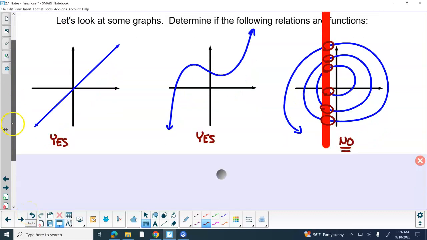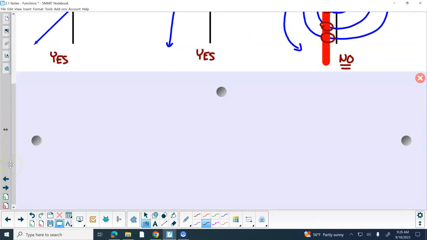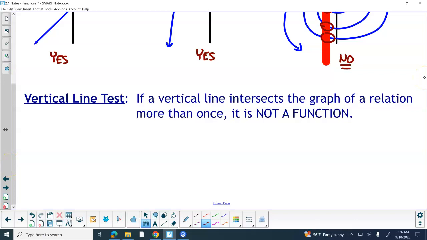Alrighty. What we got underneath? Put a shade on here for some reason. Oh yeah, vertical line test. It just tells us what the vertical line test is. Okay. Yep. So the VLT.